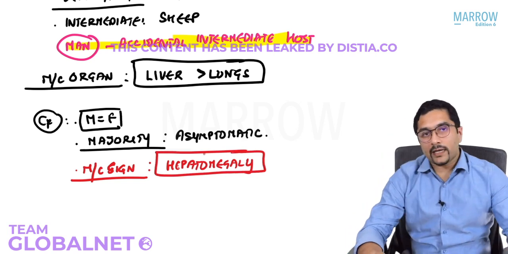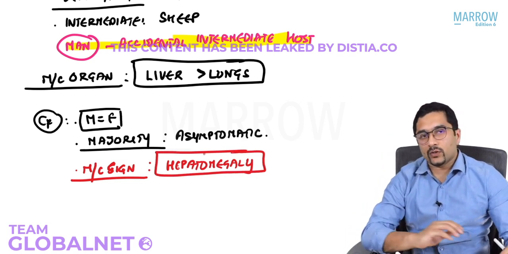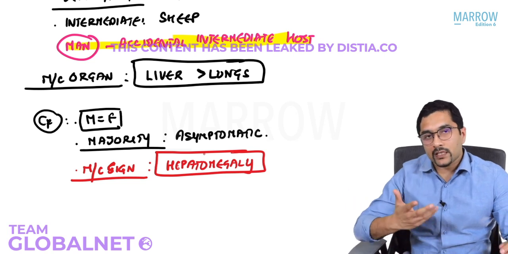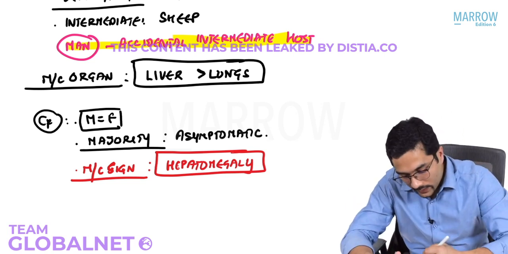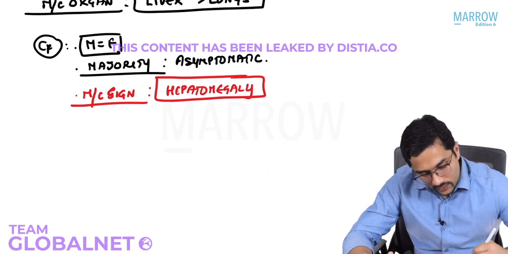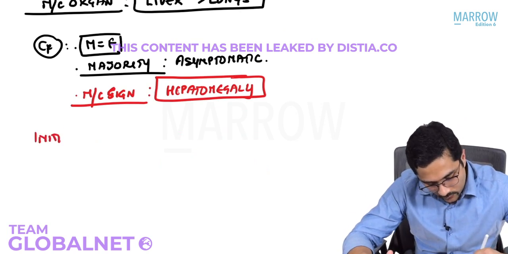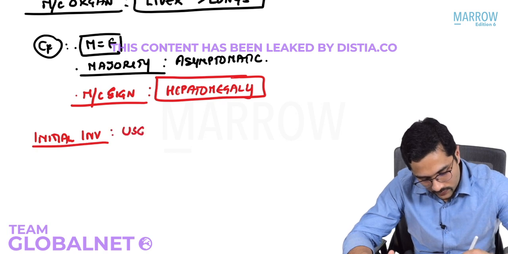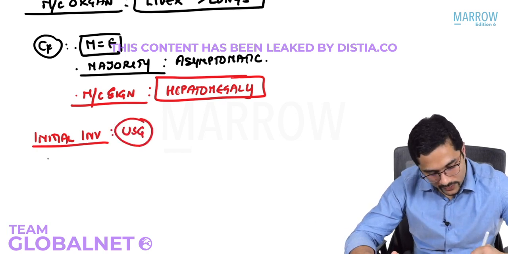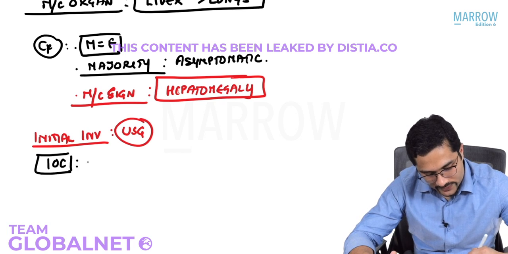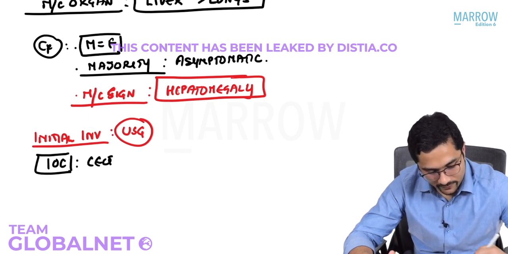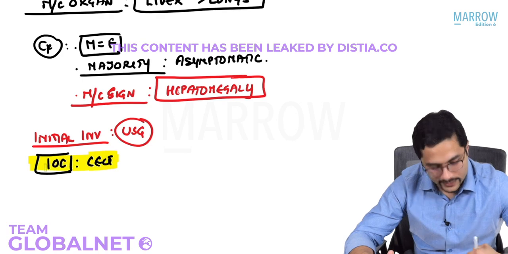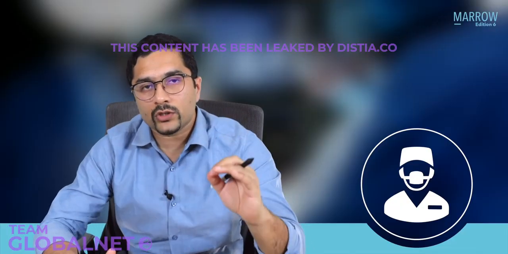So if it is symptomatic, the most common sign with which the patient is going to present, or which you find when you examine the patient, is hepatomegaly. The initial investigation, as we know for liver disorders, is going to be ultrasound. But mind you, the investigation of choice is CECT, a contrast enhanced CT scan. There is no confusion regarding this.